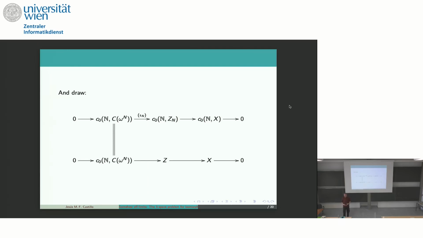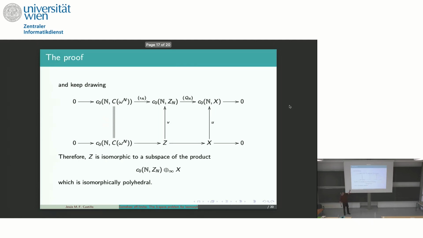Now, in general, when you have other ordinals here, omega, omega n, you don't have that the sequence below splits. You have less. Then, what you get with this trick is that the sequence below can be embedded into the sequence above through some maps. I mean, the map y_n can be extended to a map from Z into the middle sum. This is what I can do using this chasing device. Once we get to this diagram, the rest is pure joy. The space Z is a subspace of this product. This product is isomorphically polyhedral, so your space is isomorphically polyhedral.